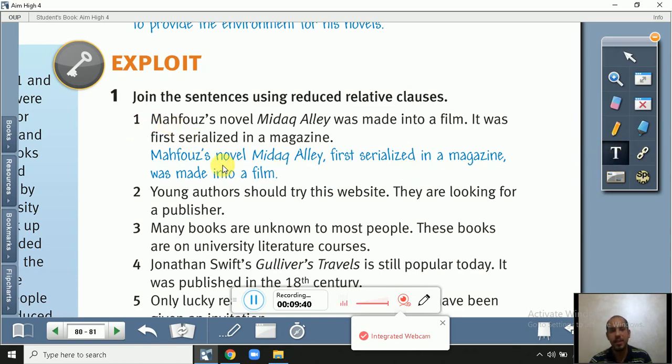I'll write: Mahfouz's novel Midaq Alley was made into a film. It was first serialized in a magazine. Okay, Mahfouz's novel, this is the answer: Mahfouz's novel Midaq Alley first serialized. Now here we have something missed.